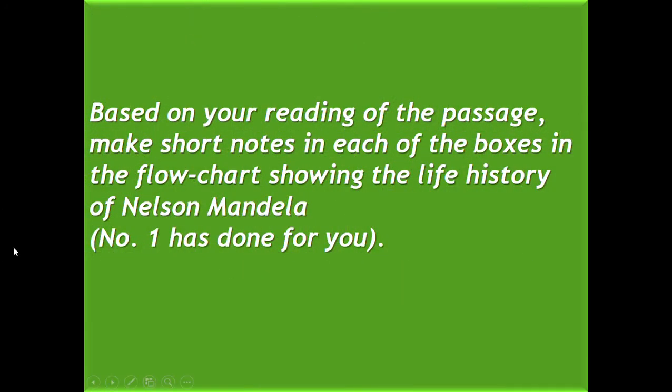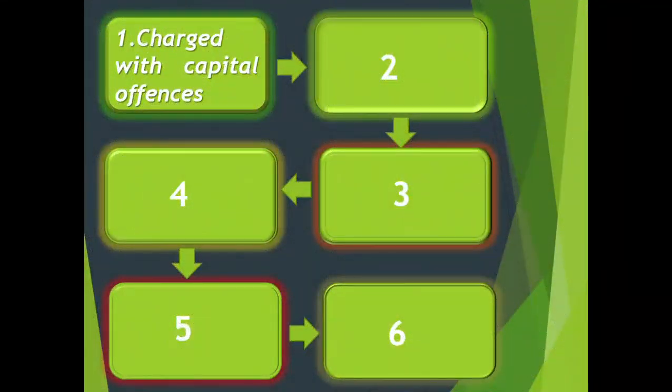Based on your reading of the passage, make short notes in each of the boxes in the flowchart showing the life history of Nelson Mandela. Number 1 has been done for you. You see, what is number 1? Number 1 is charged with capital offenses. That is, Nelson Mandela was charged with capital offenses for what? For fighting against the white domination.